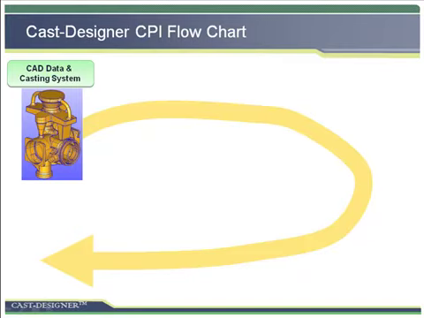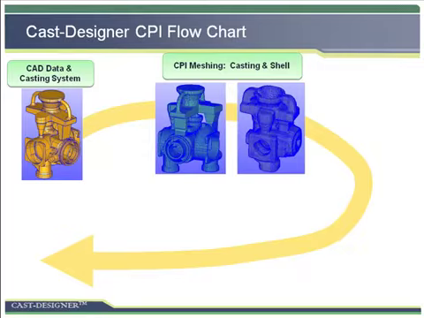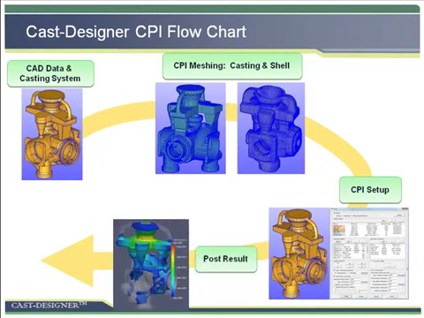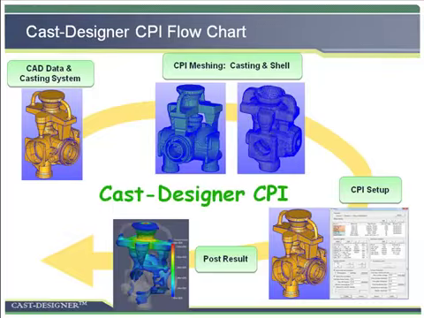Now, we look at the whole workflow of Cast Designer. With Cast Designer, the user can work from CAD data to casting system, then generate the CPI model for simulation, including the meshing process for both casting and shell, the setup process for casting conditions and parameters, and the simulation done by computer. Thanks to the powerful Cast Designer solver, until the first result, the total lead time can be controlled within around 2 hours. This is a real breakthrough technology, with big benefits to industry, saving time and cost at a very early stage.